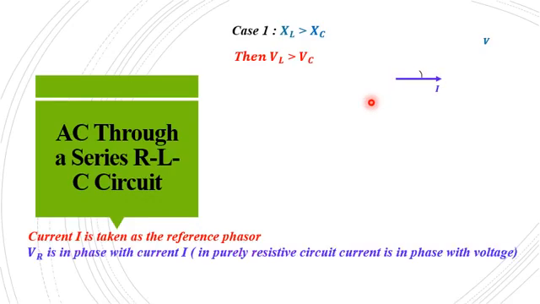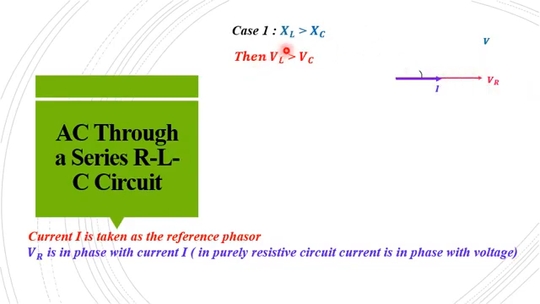Now, the next phasor we are going to draw is the voltage across the resistance, that is VR. We know that in a purely resistive circuit, current is in phase with the voltage. So the VR phasor is drawn in line with the current phasor.